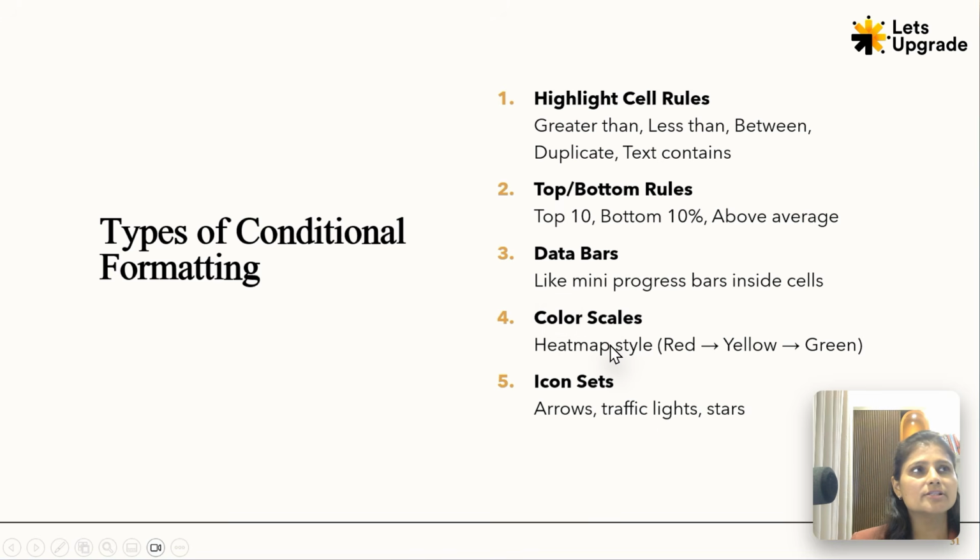I can go for color scales. You can call that a heat map style, where from red to yellow to green, you can indicate certain colors. And then finally, you can go for icon sets, where you can use arrows or traffic signals or stars as per the performance. That sounds very interesting, right? Oh wow, we can give colors to our data with respect to the criteria, correct? Let's explore, but then how can we give this?